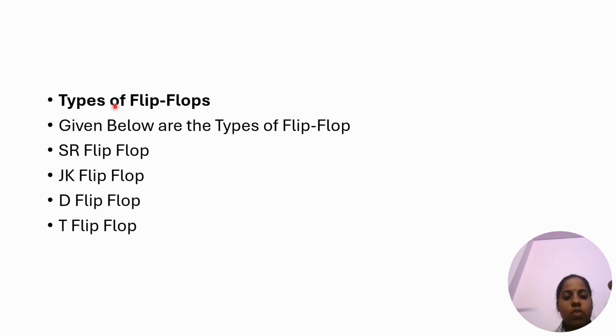Next, types of flip-flops. There are 4 types of flip-flops: SR flip-flop, JK flip-flop, D flip-flop, and T flip-flop. SR flip-flop means S means set and R means reset. In JK flip-flop, JK means Jack Kilby flip-flop. D flip-flop, D means data or delay flip-flop. T means toggle flip-flop.